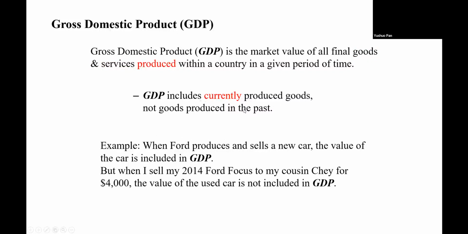Produced. GDP includes currently produced goods, not goods produced in the past. So we can see an example together. When Ford produces and sells a new car, the value of the car is included in the GDP. But when I sell my 2014 Ford Focus to my cousin, Che, for $4,000, the value of the used car is not included in the GDP. So our GDP will count the current production. It does not count the product you bought or produced before.